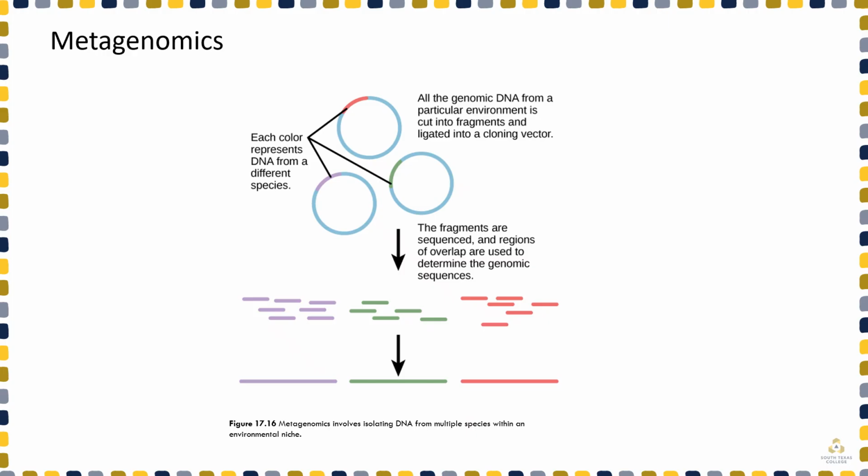Metagenomics is the study of the collective genomes of multiple species that grow and interact in an environmental niche. Metagenomics can be used to identify new species more rapidly and to analyze the effects of pollutants on the environment.